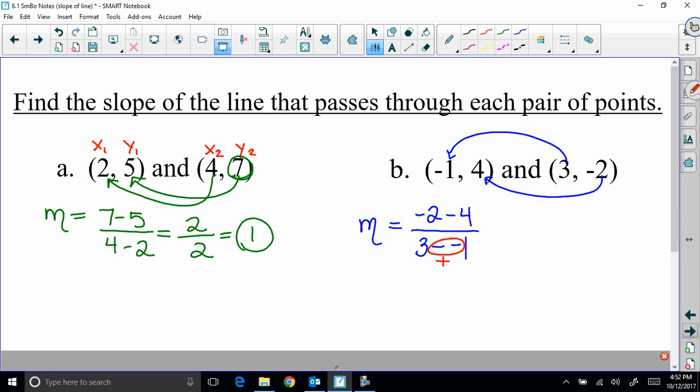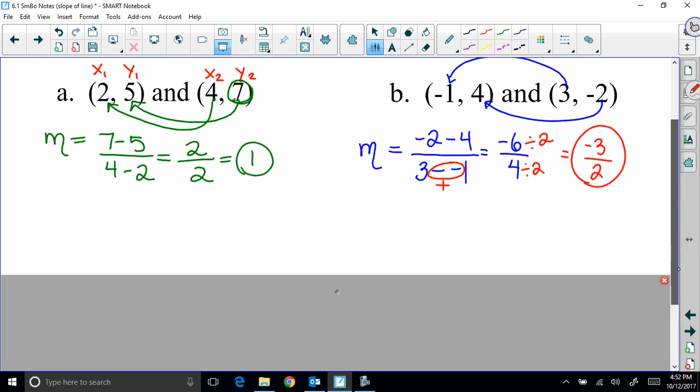Remember, the slope formula is always a subtraction symbol. So I would get -2 minus 4 would be -6 over 3 plus 1 would be 4. Then I can reduce that fraction by 2. So the slope of that line would be -3 over 2. Always reduce your fractions if you can.